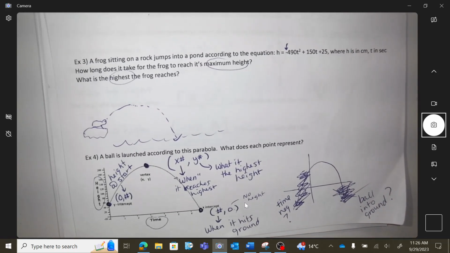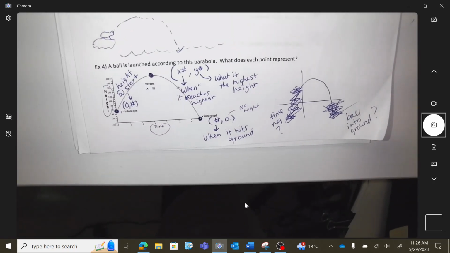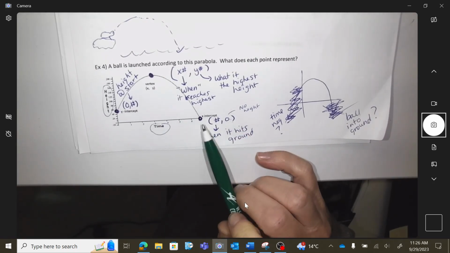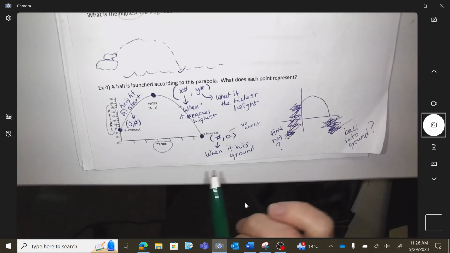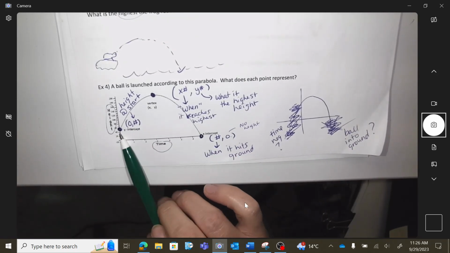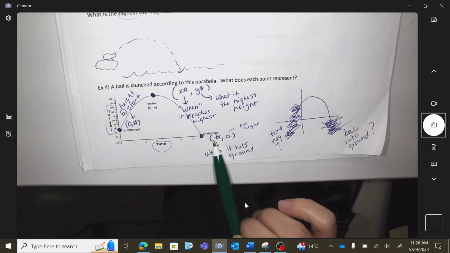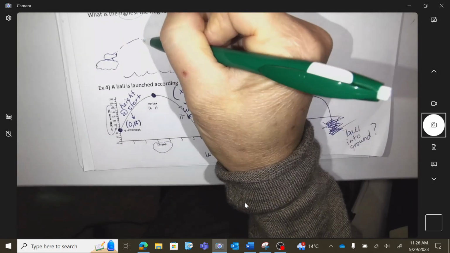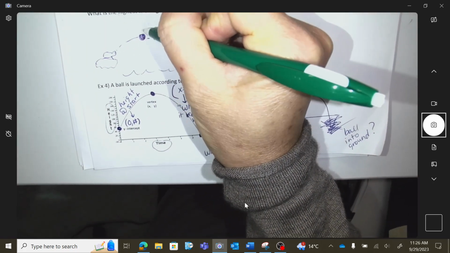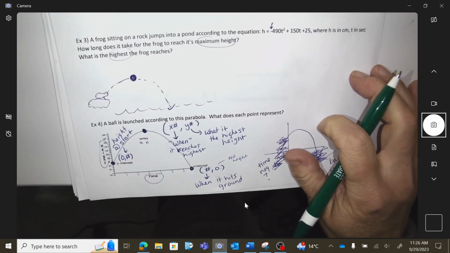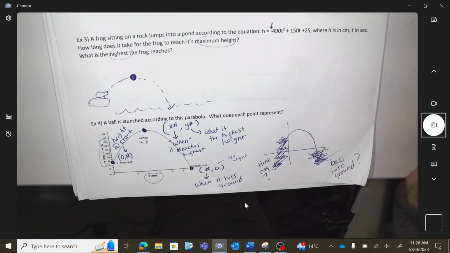So what coordinate am I worried about? Do I really want this one, or this one? With those questions, what am I concerned with? Am I concerned about the y-intercept, the vertex, or the x-intercept? The vertex. I'm only concerned about the vertex. Because all these questions talk about the highest it goes, which is the vertex.